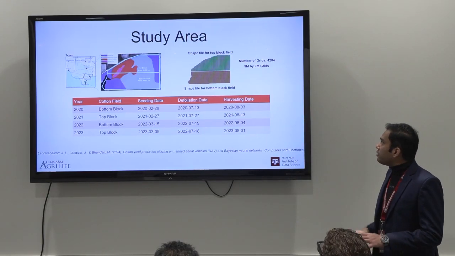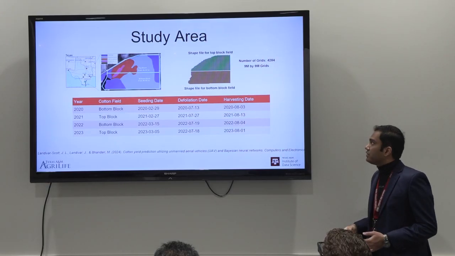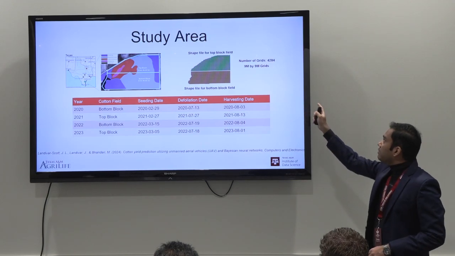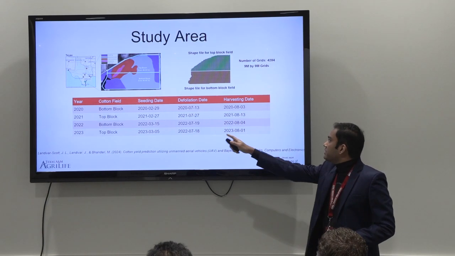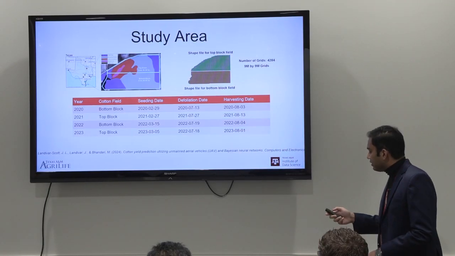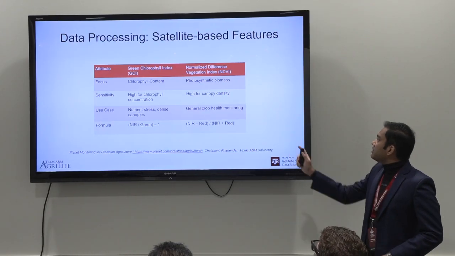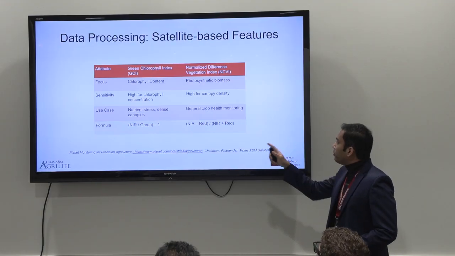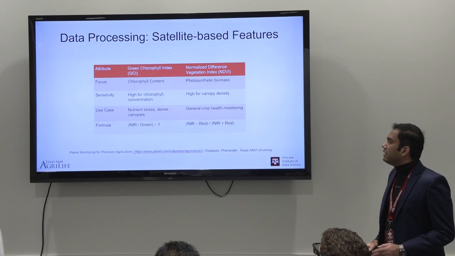For our analysis, remember we downloaded the images in 3 meter by 3 meter resolution. So we want to convert that into a grid. We do it at 9 meter by 9 meter resolution. These are just some statistics about the seeding rate, the defoliation rate, and the harvest rate. As I mentioned, we are using NDVI and GCI for our analysis. While both are highly correlated with the crop yield, we'll be continuing forward with NDVI for now.